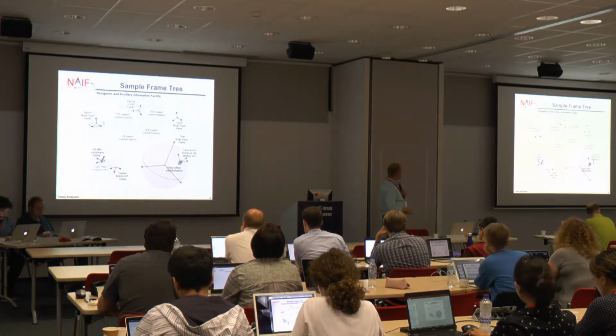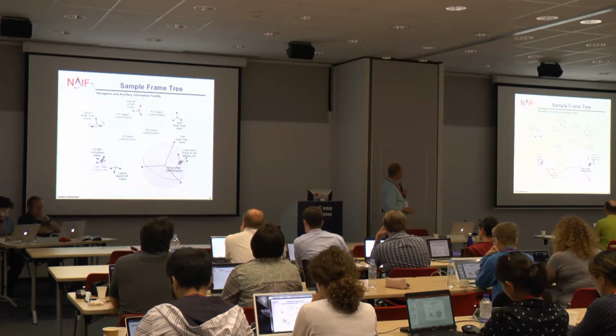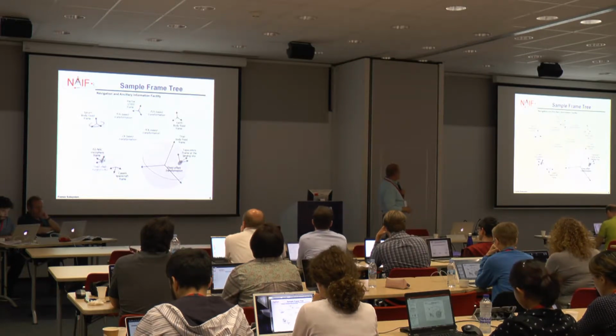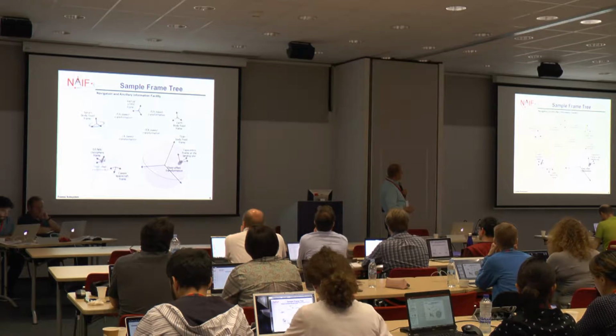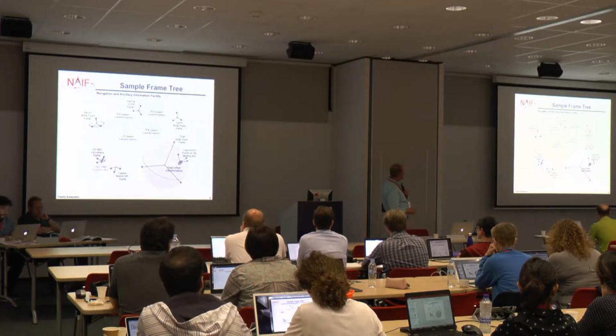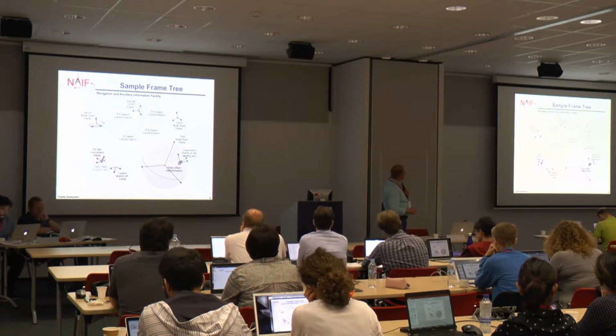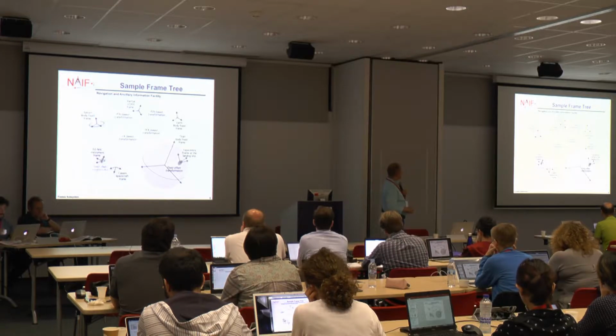Let's look at a sample frame tree. In this case, again, we're using the Cassini mission as an example. Inertial frame J2000 is probably the core, the apex of it. There are quite a few body-fixed frames for natural bodies: Saturn body-fixed frame, Earth body-fixed frame, Titan body-fixed frame. All of those are based on PCK data, so you need to load PCK kernels, text or binary, to provide these transformations.